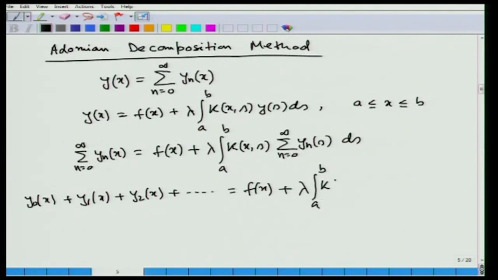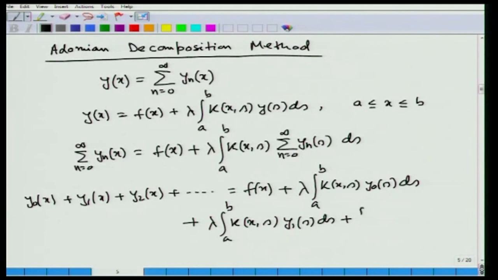lambda integral a to b k of x comma s y 0 s d s, this is the first term, then plus lambda integral a to b k of x comma s y 1 s d s plus lambda integral a to b k x comma s y 2 s d s plus dot dot up to infinity.